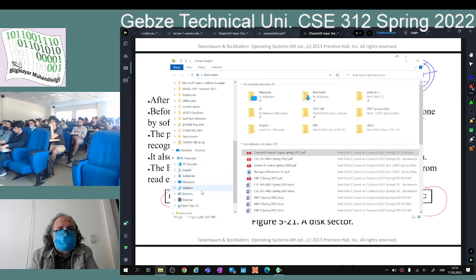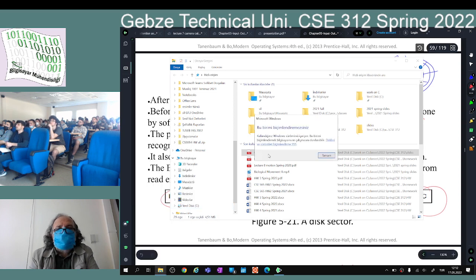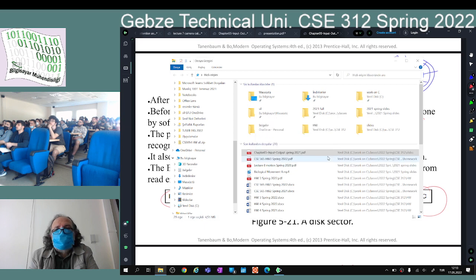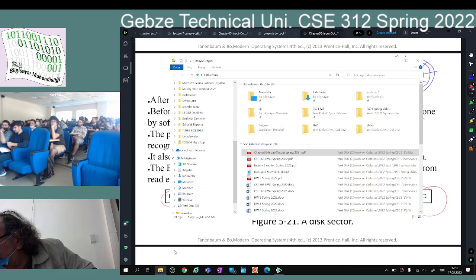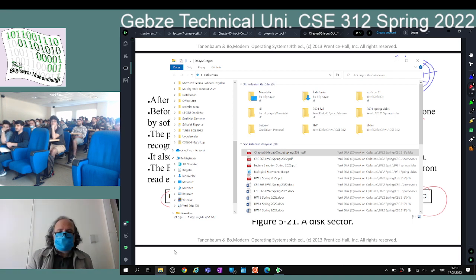Where was it? Right click and format. Yeah, this is formatting. When I click on this one, okay, it's just information for you that you are doing something crazy. Maybe I should insert a USB. I don't have a USB port. Well, it will tell you.